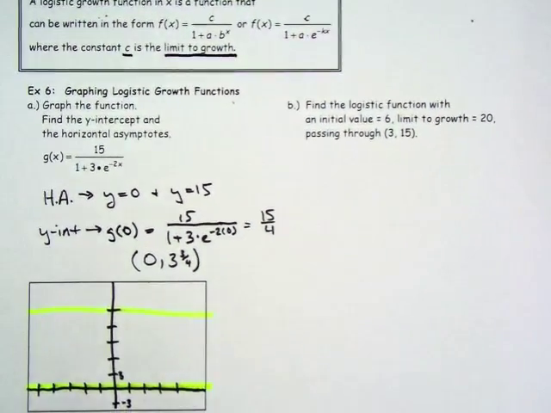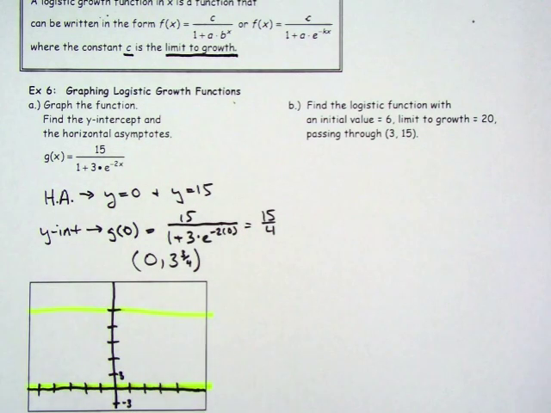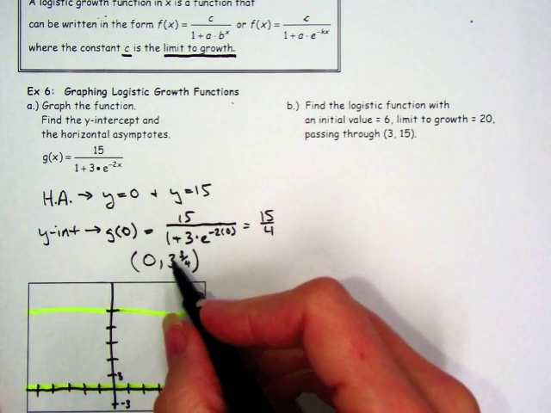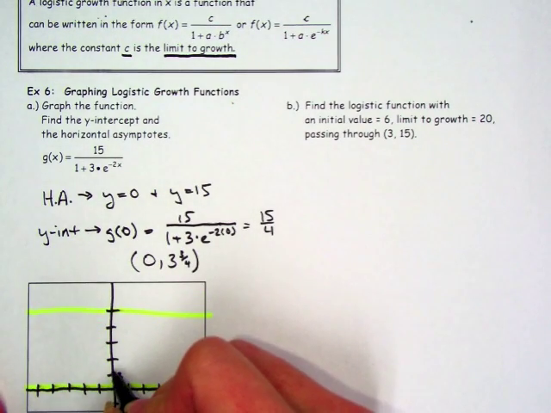Sorry about that. Let's go ahead and pause it and you can copy that down. I did count by 3s to plot this out. And I have my 2 horizontal asymptotes at y equals 0 and y equals 15. Pause it if you need more time to get that drawn in. All right, so then I want to plot this y-intercept, 0 and 3 3/4. So that's about here.